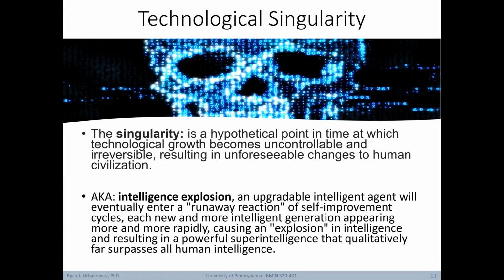And so this concern speaks to this idea of a technological singularity, also known as just the singularity. It's a hypothetical point in time at which technological growth becomes uncontrollable and irreversible, resulting in unforeseeable challenges to human civilization. Another way of looking at this is to think of it as an intelligence explosion, where you have an upgradable intelligent agent, like a robot, for example, that will eventually enter a runaway reaction of self-improvement cycles, each new and more intelligent generation appearing more and more rapidly, causing an explosion of intelligence and resulting in a powerful superintelligence that quantitatively far surpasses all human intelligence.